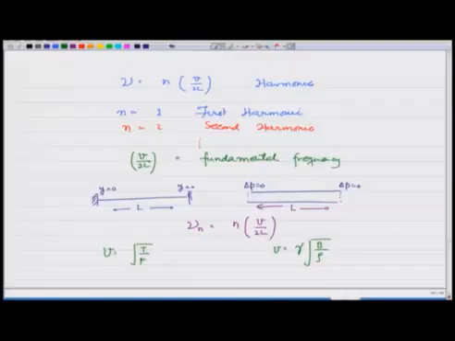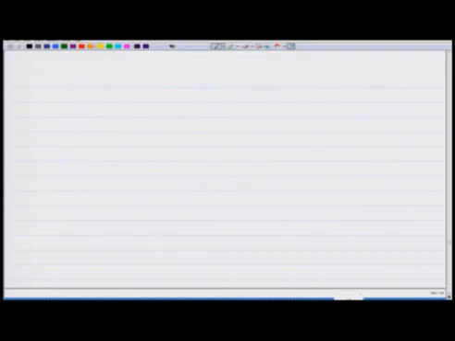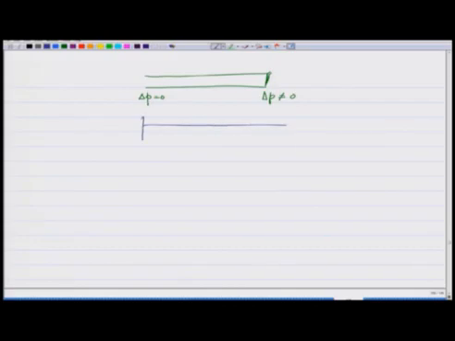Now, similarly, I can also consider the case of a closed string. Similarly, I can consider the case of a closed pipe, in which case delta P at this end will not be equal to 0, whereas delta P at the open end is 0. This, recall, is exactly the same case as the string, where the left end of the string is tied and the right end is being moved with some amplitude A.